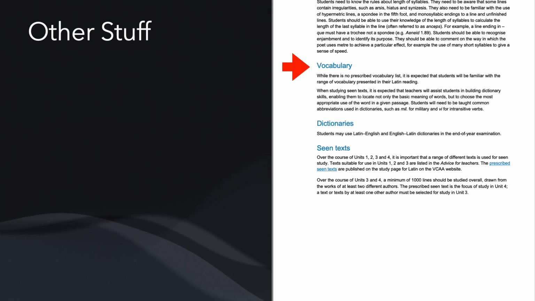You note the next point is dictionaries. You can have any dictionary you like. Print dictionary, obviously.